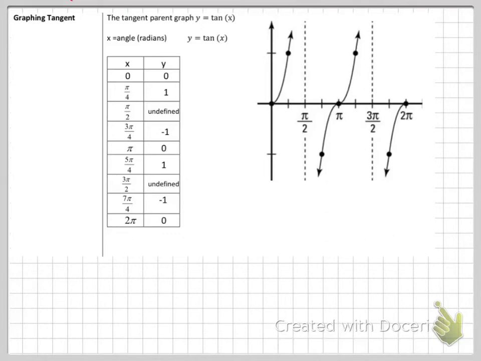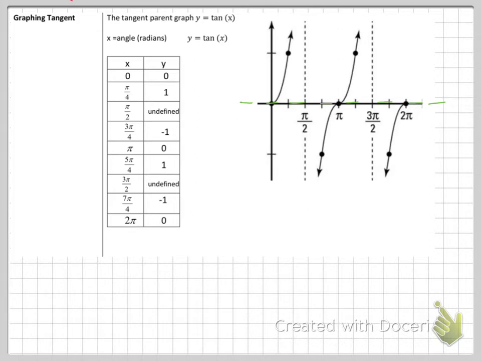Okay, page 9, graphing tangent. So a tangent looks totally different. We know on the unit circle tangent is sine over cosine and all that, but we just want to focus on what the graph ends up looking like. So we're still going to have that midline. For tangent's parent graph, the midline is just the x-axis.